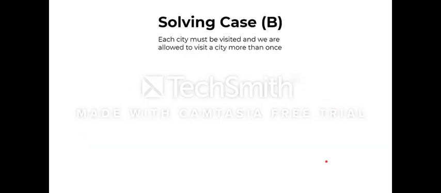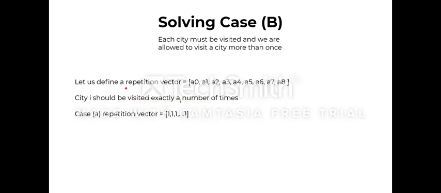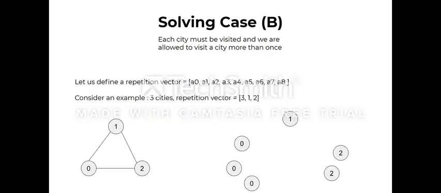Now let us solve case B, in which we must visit each city, but we can also visit some cities more than once. For this, let us define a quantity called the repetition vector. This vector has a length equal to the number of cities in our graph. The quantity A_i denotes that we have to visit the ith city exactly A_i number of times. Hence, for case A, as an example, the repetition vector would be this, where A_i equals 1 for all i.